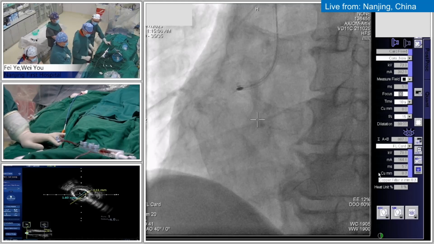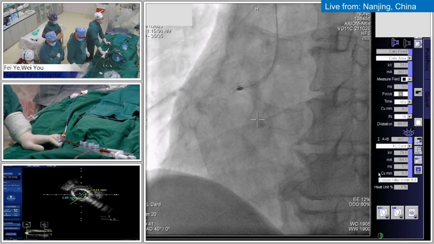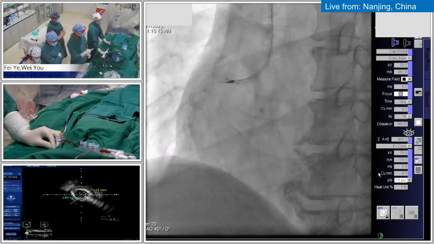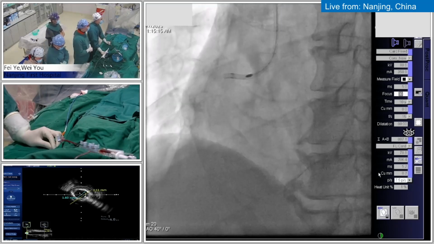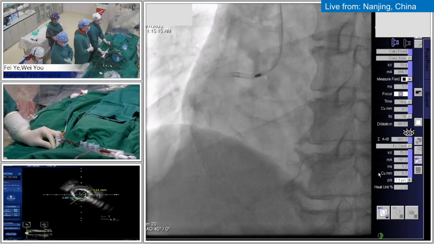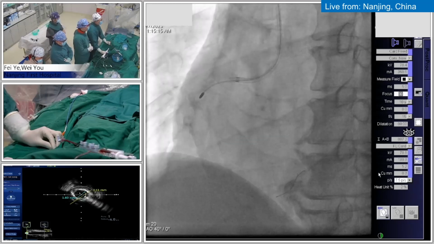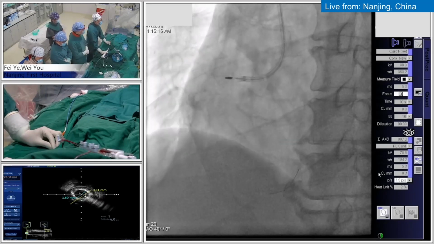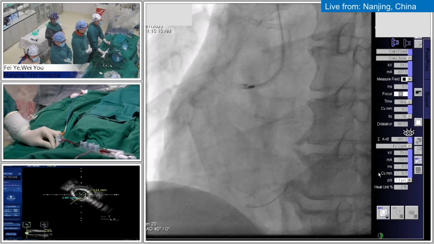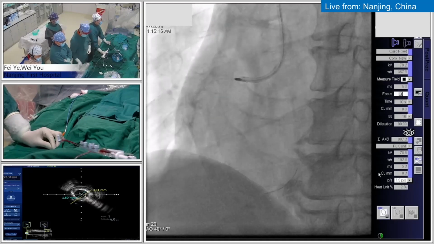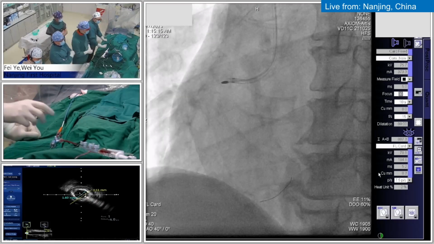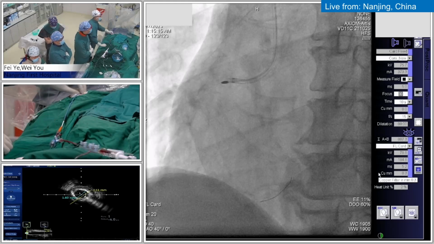Is it the high speed mode? Yes, high speed. Okay, we'll perform the first rota. 140,000, 150,000, more, 170,000. Okay. Just encountered very strong resistance.